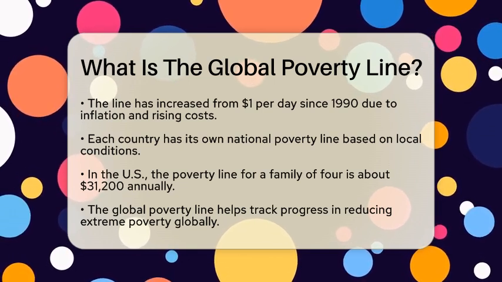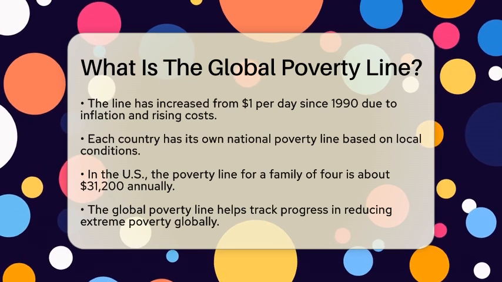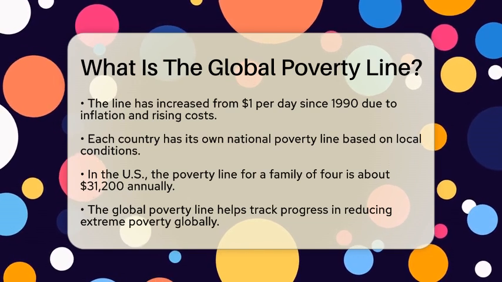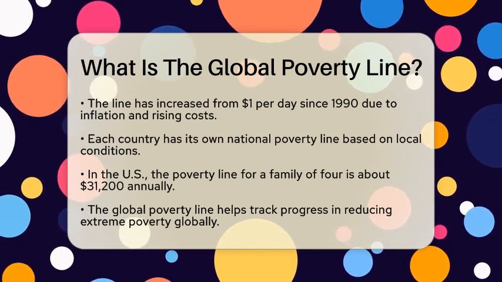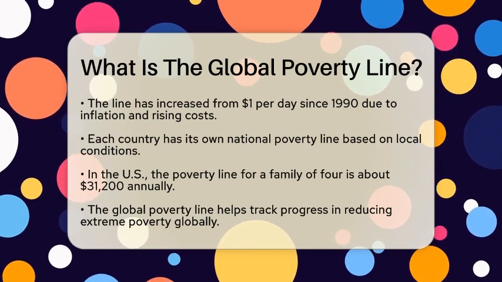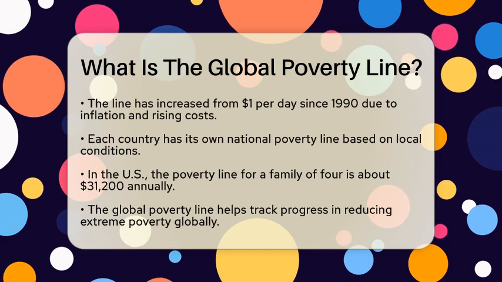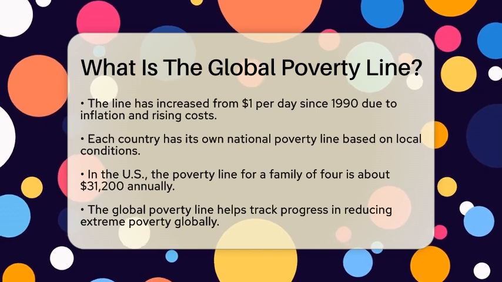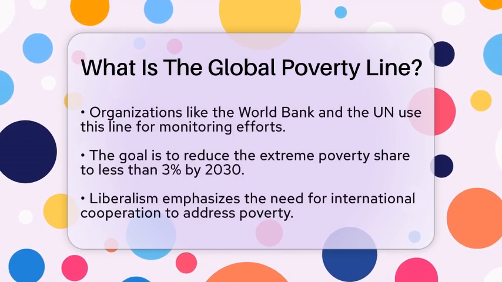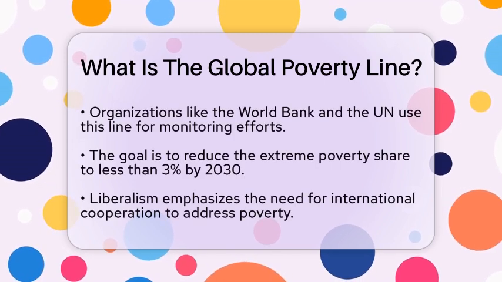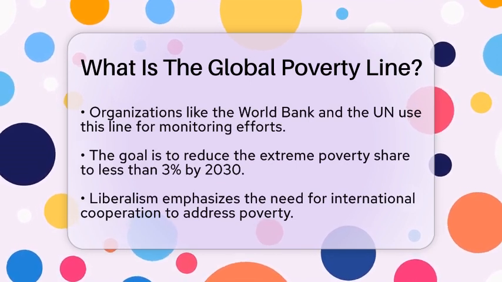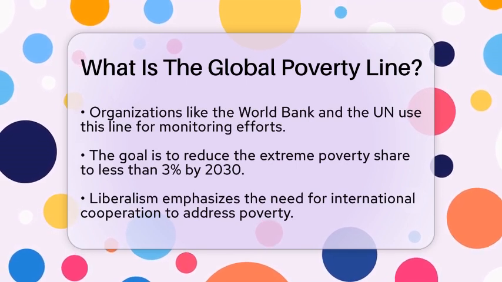The global poverty line serves as a benchmark to track progress in reducing extreme poverty worldwide. It helps measure how many people live below a level that threatens their survival and well-being. Organizations like the World Bank and the United Nations Sustainable Development Goals use this line to monitor efforts aimed at reducing poverty. The goal is to reduce the share of people living below $2.15 a day to less than 3% by 2030. The Sustainable Development Goals aim for zero poverty at this level globally.